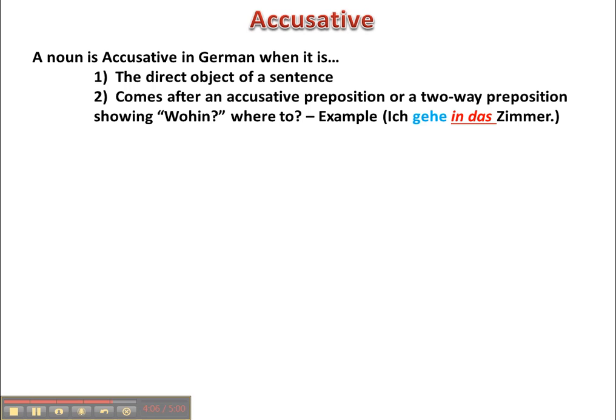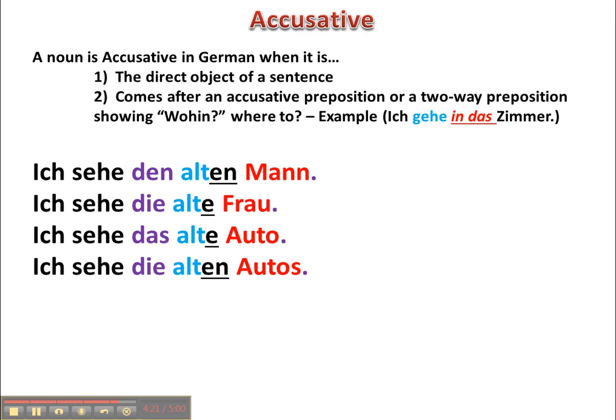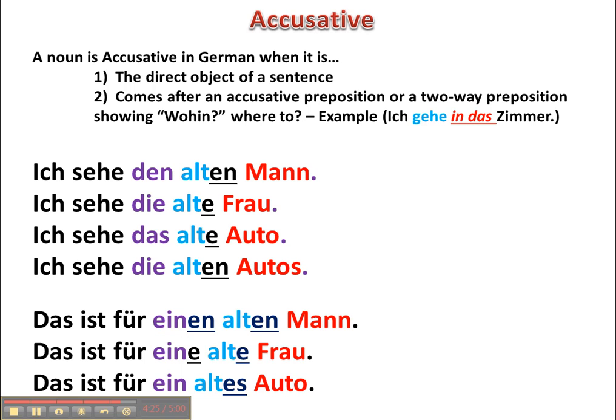And it also comes after accusative prepositions like durch, für, gegen, ohne, and with the two-way prepositions like in, über, unter, for. Then if it's motion, it's accusative, so if it shows where it's going to. Here we have some examples using definite articles, and here we have some using indefinite articles. Ich sehe den alten Mann. So from the nominative, the only things that change are for masculine nouns. All the rest of these are the same endings you had in the nominative, but you just have to watch the accusative with masculine nouns.